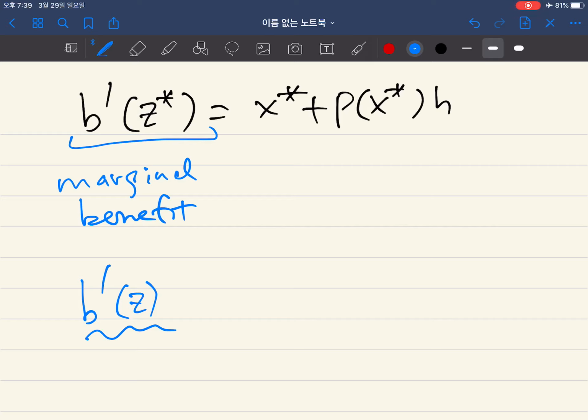So this left hand side represents marginal benefit from additional activity. Then what is this right hand side? This is marginal cost from additional activity. Why is it so?